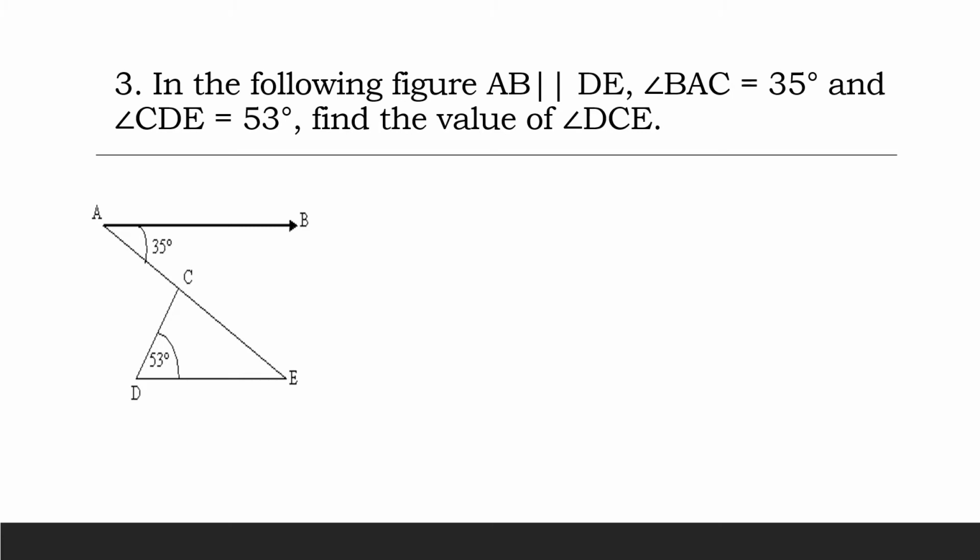Look at the figure. AB is parallel to DE. And so angle BAC is equal to angle CED. That is equal to 35 degrees because they are between two parallel lines. So alternate angles are equal. So that is 35 degrees. Now we know two angles of the small triangle DEC. Look at the figure. So we can easily find the angle DCE.